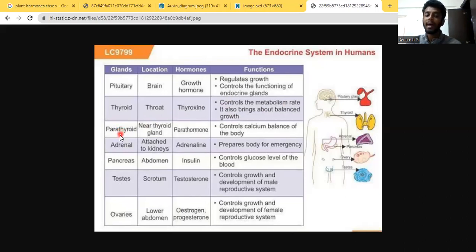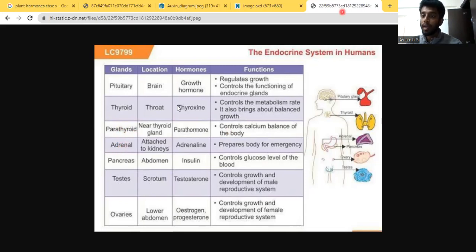The third one is called the parathyroid. So the thyroid is present in the throat, and the parathyroid is present in the corners of the thyroid. There is a gland called thyroid, and in the corners of the thyroid, we have another gland called parathyroid, and that's why it's called parathyroid. It is present near the thyroid gland, and the hormone secreted is parathormone, and it controls the calcium balance of the body, so basically the bone density. Calcium is present in bones, and how much calcium our body has, whether it is more or less, or whether we should control it, that is controlled by the parathormone. Parathyroid is not given in the textbook, so no need to prepare that.